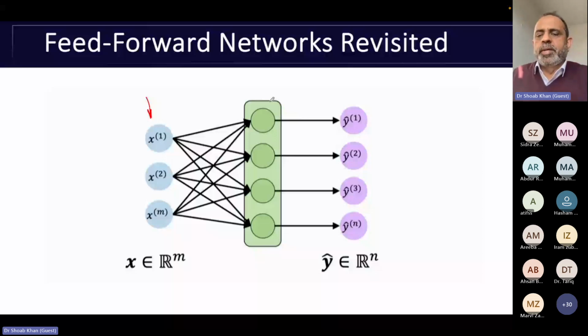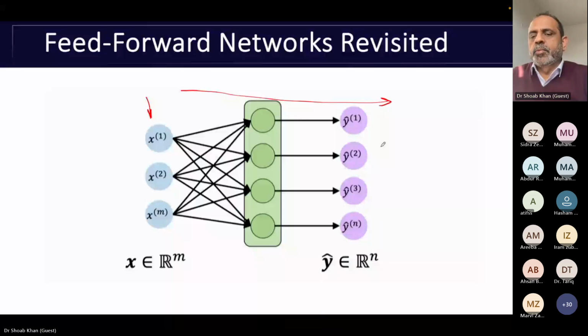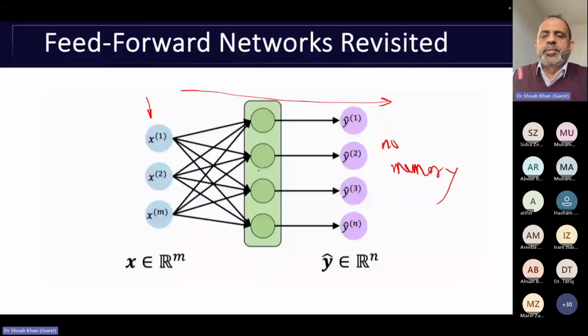So this thing has no memory. It does not remember. It has just weights being trained. So this network is trained on these weights. These are 3 by 4, 12 weights. And then it just generates an output. You change the input, the output is changed.